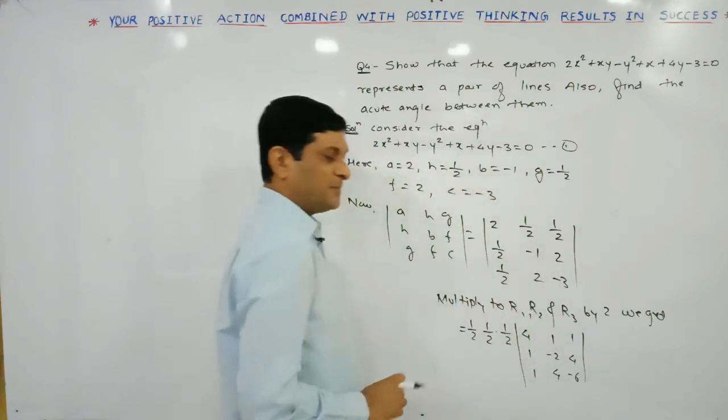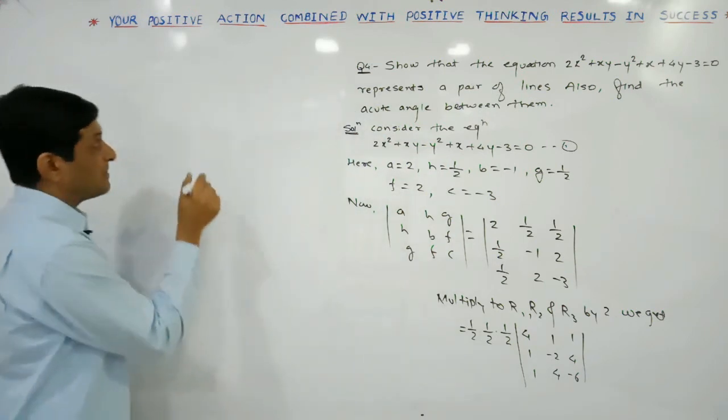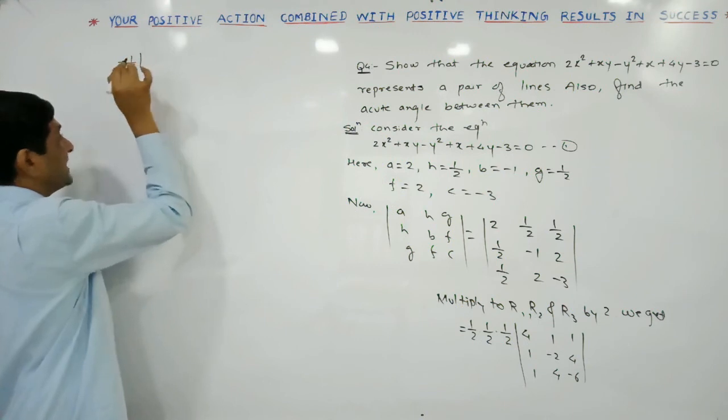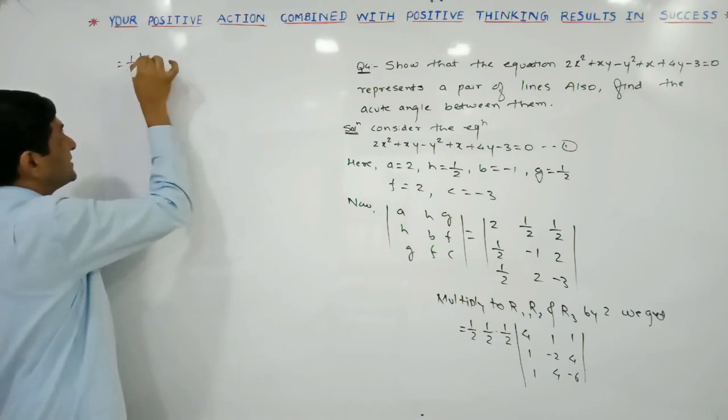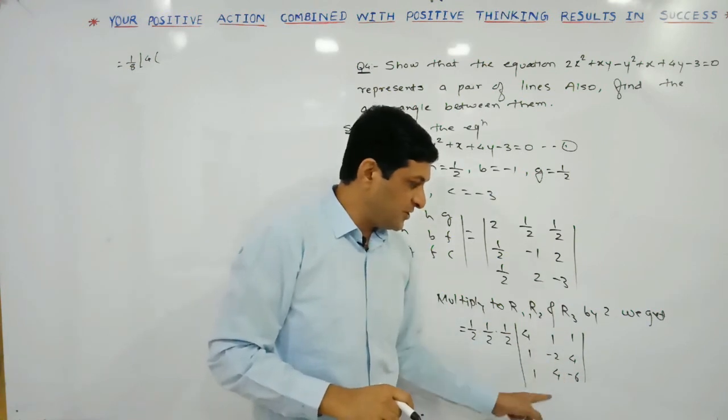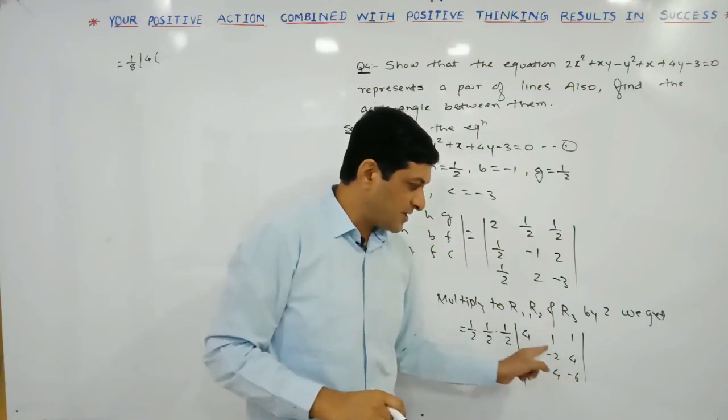And now let us simplify this determinant. Here keep 1 by 8 as it is. So this is equal to 1 by 8 as it is. Simplify the determinant. 4 keep it as it is. So here see, delete this column, find out the determinant of these 4 elements. This product is what? 12.